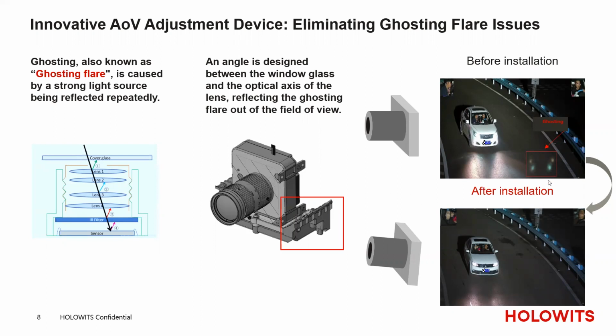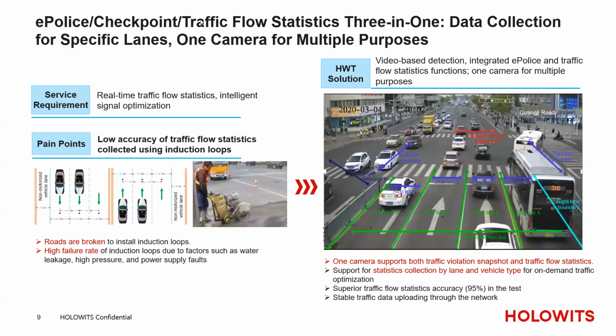So this is after installation of the device. This is how it looks like now. And this is the e-police checkpoint traffic flow statistic 3-in-1. Like the data collection for the specific lines, one camera for multiple purposes. Here is a line. I can show you later how to draw this line and how to use this line to do the violation detections. Okay.